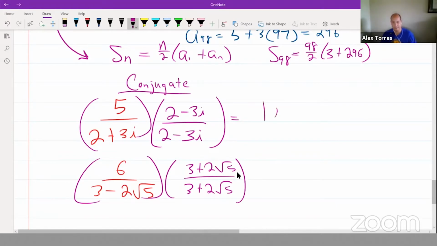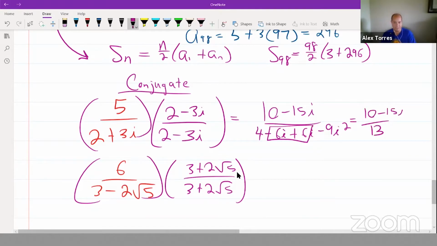So distributing on the top, 10 minus 15i. On the bottom, first times first, outer times outer, inner times inner, last times last, and i squared is -1. These two cancel each other. So you have -9 times -1 is +9. So 4 plus 9 on the bottom, 10 minus 15i over 13. And we've successfully gotten i out of the denominator.